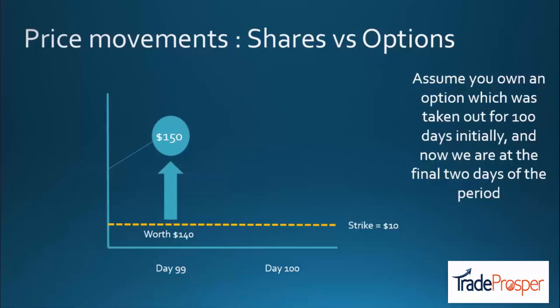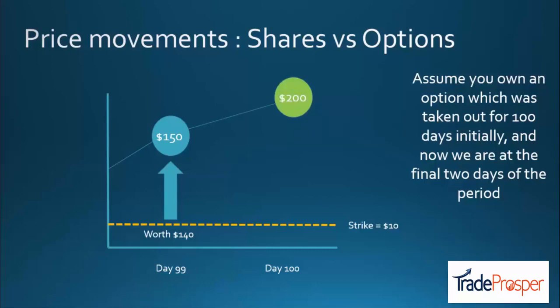If I can buy them at $10, that is worth a hell of a lot of money. And in fact, it's worth the difference between my share price and my strike price, which is $140. Now let's assume the share price moves 1 day forward, and in doing so, it moves up to $200. Let's now think logically about it.